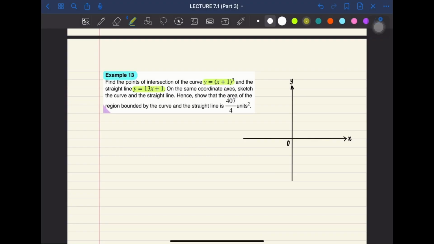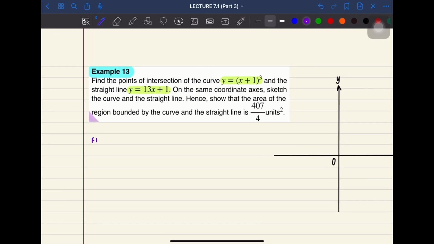Okay guys, so let's continue with example 13. So dia sama je soalan dia macam yang atas tadi. Dia kata find the points of intersection of the curve this and this. Okay, so bila nampak je soalan yang suruh cari point of intersection, ingat dua perkara. Yang pertama, awak kena cari points. So bila points, dia mesti ada x dan y. Okay, dia kena ada coordinate. And then bila nak cari point of intersection, kita akan solve persamaan serentak, solve simultaneously.